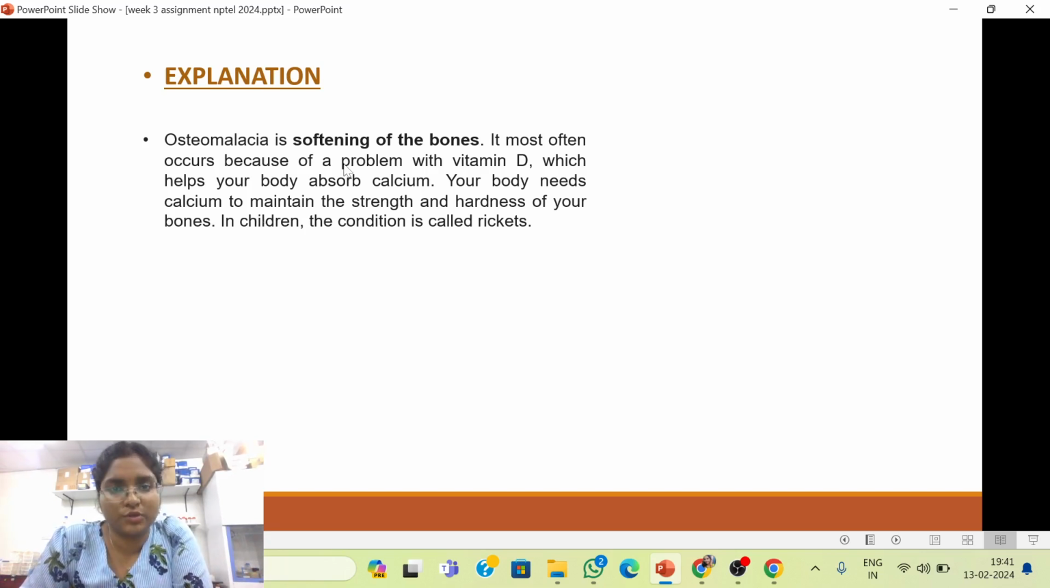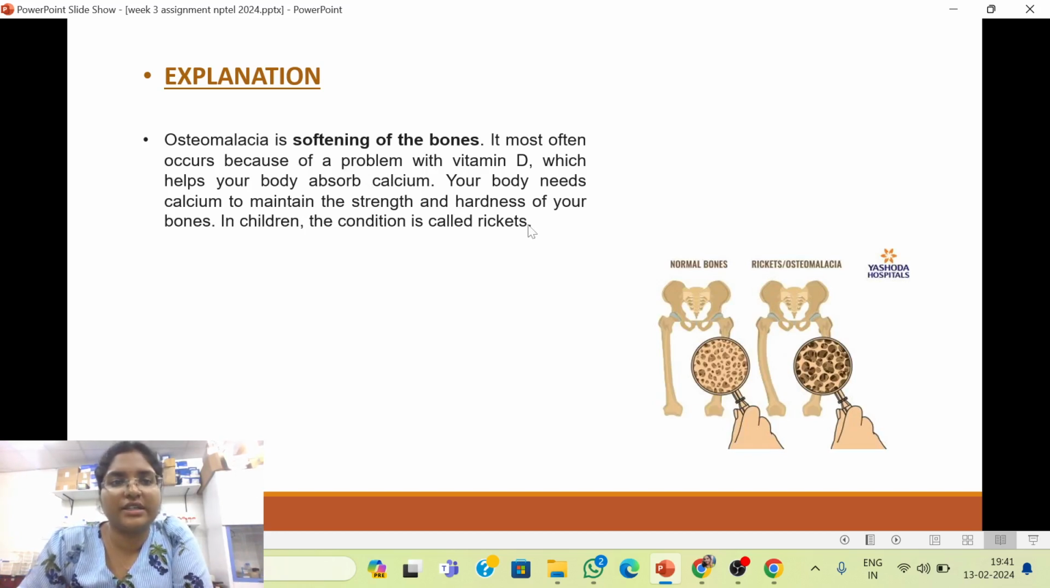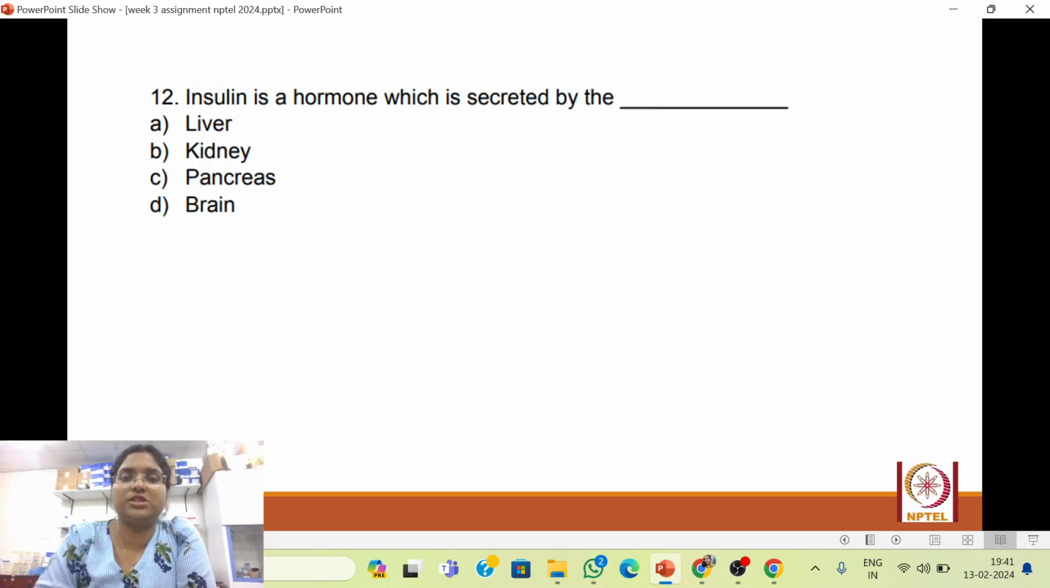Osteomalacia is softening of the bones. It most often occurs because of a problem with vitamin D, which helps your body absorb calcium. Your body needs calcium to maintain the strength and hardness of your bones. In children, the condition is called rickets. Here you can see how normal bones look when magnified and how they look in case of rickets or osteomalacia. The pores of the bones have become larger in osteomalacia, which leads to the softening of the bones, right? They have become more porous in nature and cannot hold the strength.